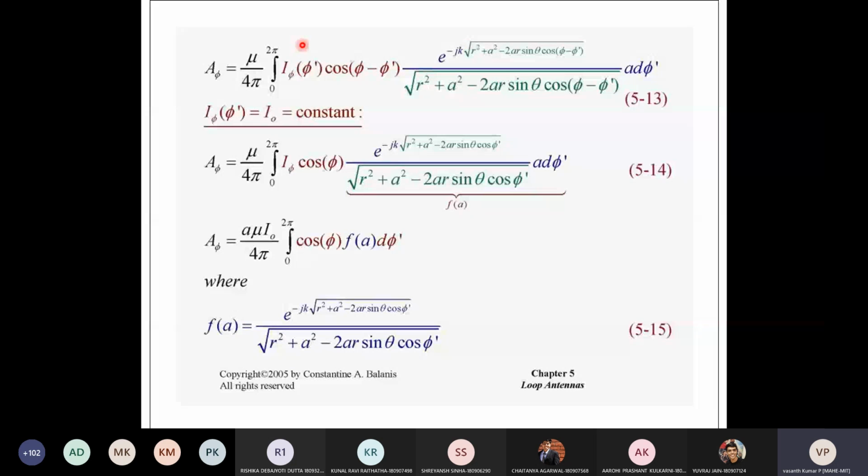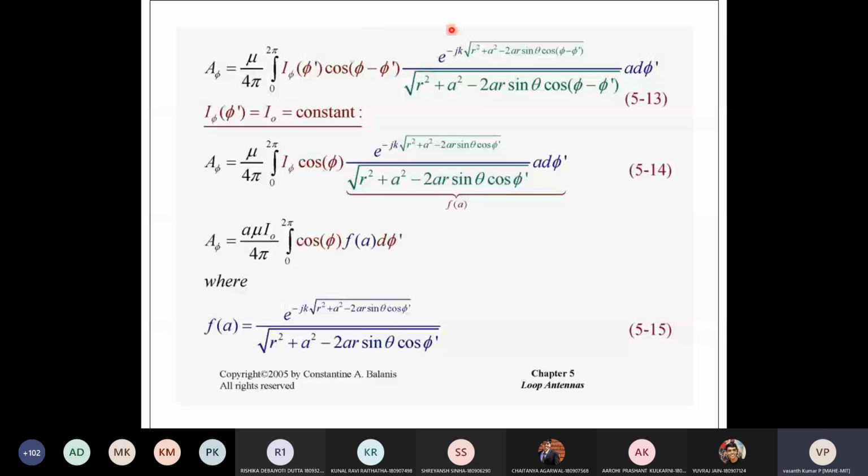See, we are doing the integration from 0 to 2 pi. Phi dash is the variable. Now, if you take the complete loop, the A phi does not see any difference between different values of phi dash.